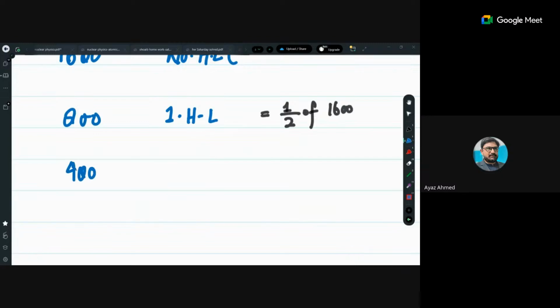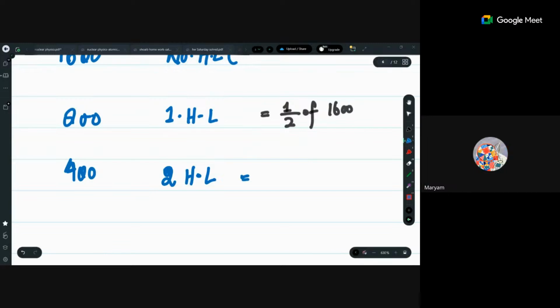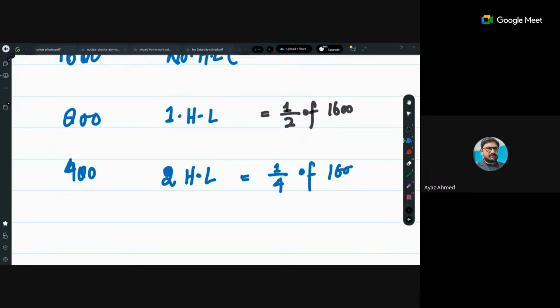So then it would reach to 400, right? After another half life, yani after two half lives, how much it will be? That is equal to 400. So 400 is basically 1 by 4 of your 1600, and then after another half life it would reach to 200, and that 200 is after three half lives. So after three half lives, if it is reaching to this, so I can say that it is 1 by 8th of what?